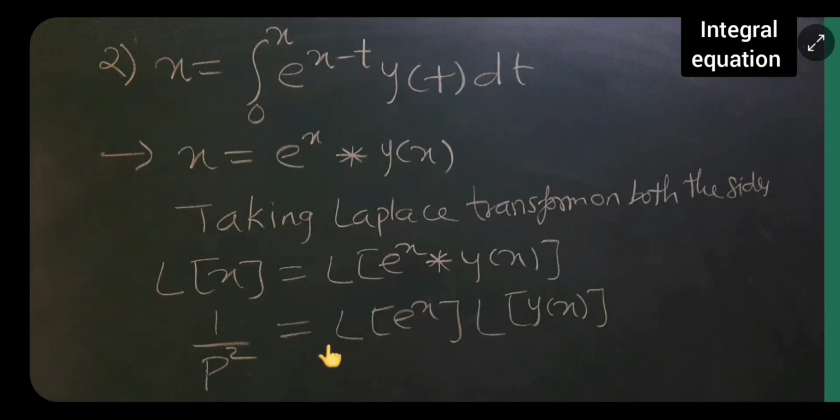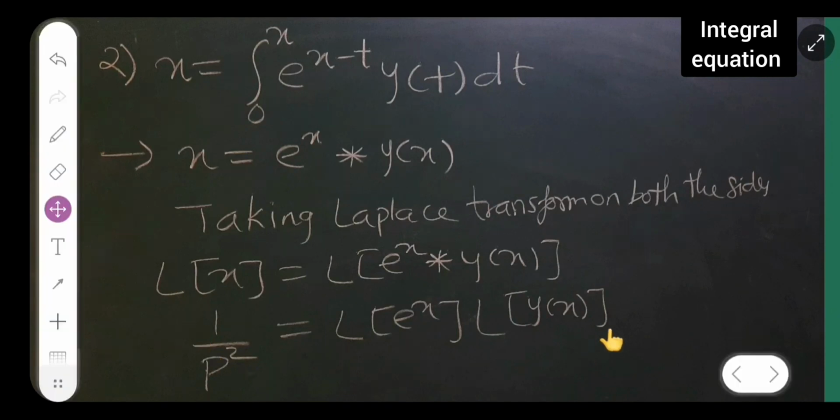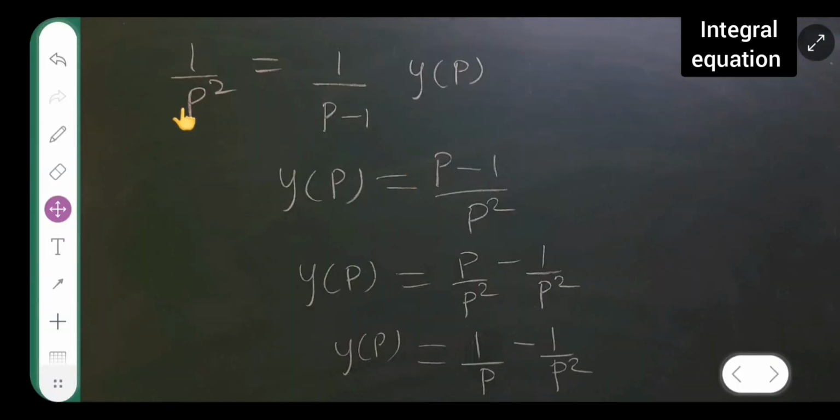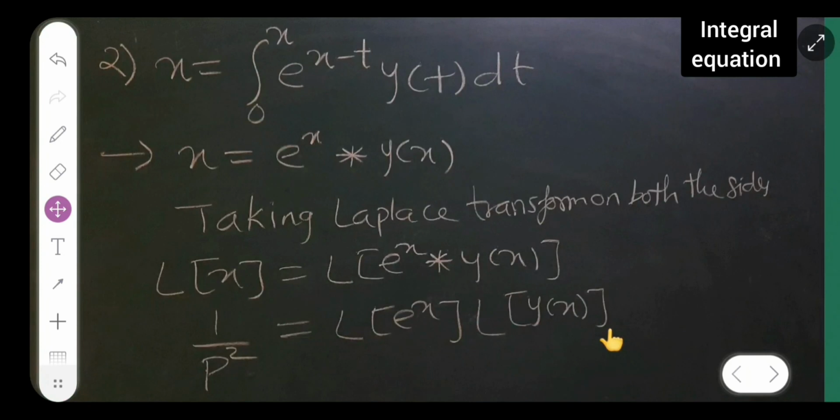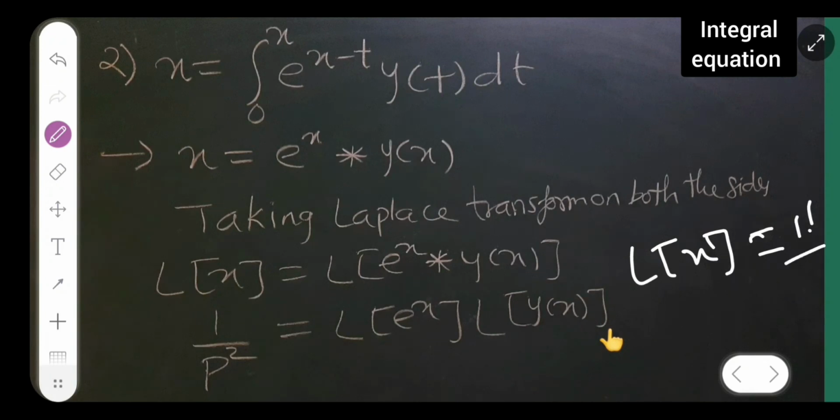Now write this part as it is: 1 upon p squared. You all have understood now what L of x is. It is considered as x to the power of 1, so it is 1 factorial upon p raised to the power of n plus 1, and n is 1 here. So what I will get is 1 upon p raised to the power of 2.